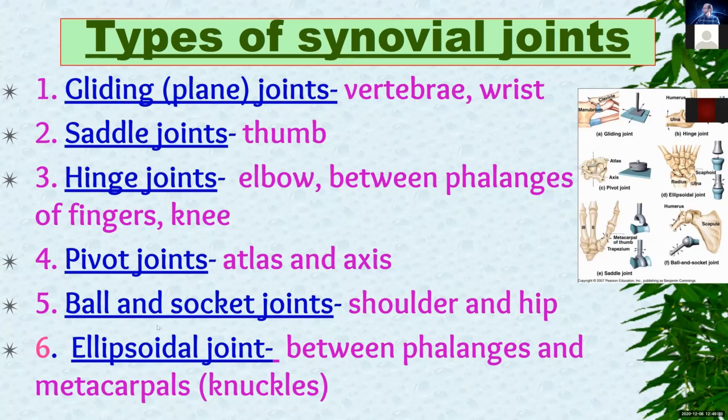So there's 6 different types of synovial joints. The first type is a gliding joint. The gliding joint allows front, back, left, right movement. There is a saddle joint. Think of somebody sitting on a saddle. There's a hinge joint, which is almost like a door swinging on a hinge. There are pivot joints. This is simply our atlas and our axis.